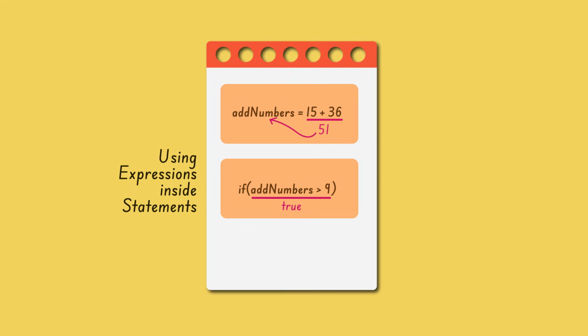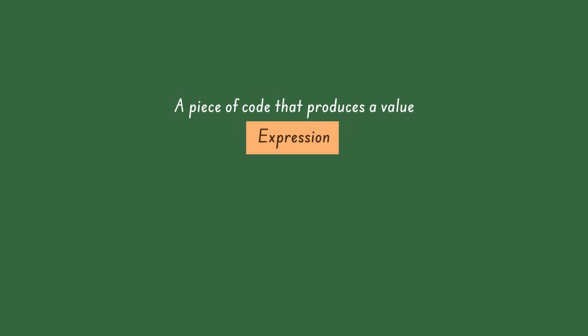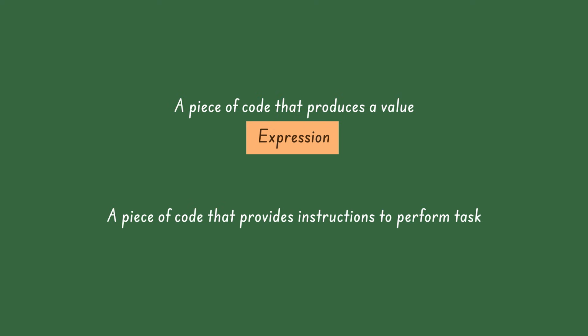To summarize it all, any piece of code that produces a value as output is called an expression. Meanwhile, a piece of code that instructs a computer to perform an action is called a statement.